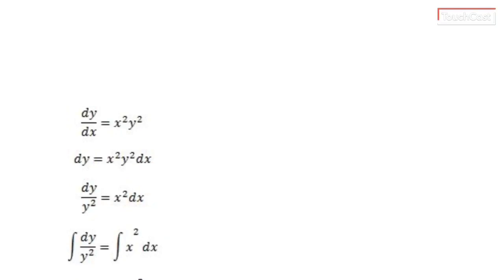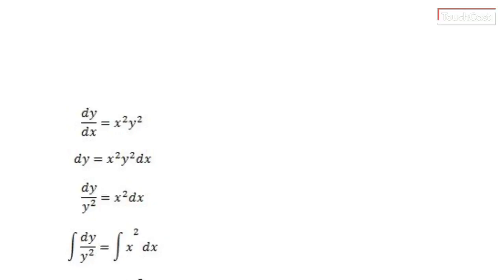Now I'm going to have to integrate both sides. That means I'm finding an antiderivative. So I'm hoping that when you look at the right-hand side of that equation, you think it's not too bad. How can I find an antiderivative for x squared? The antiderivative for x squared is add 1 to the exponent, divide by the new exponent, and that's going to be x cubed over 3.